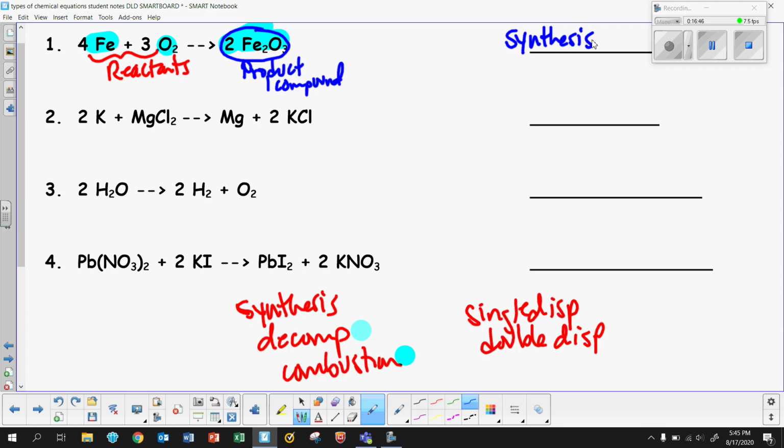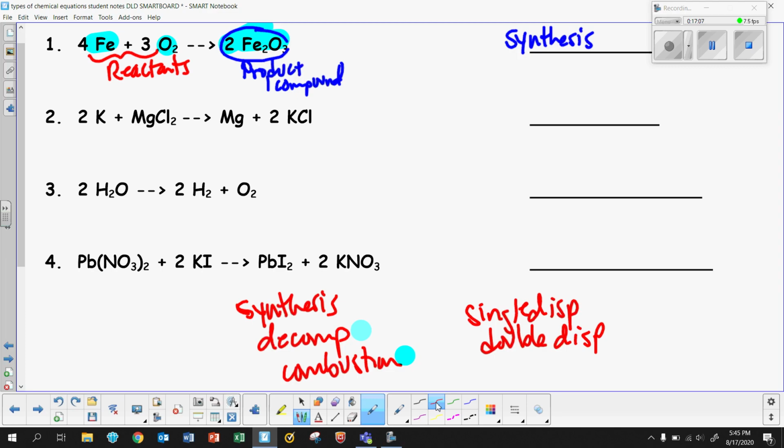Synthesis is unique because it's only going to make 1 compound. Most every other chemical reaction, well, all other chemical reactions, in fact, make more than 1 compound on the product side. There would be a plus and something else written over here, and there's not. That is what makes synthesis unique, is because there's only 1 product. There's not plus anything else. All right, what type do you think number 2 is?